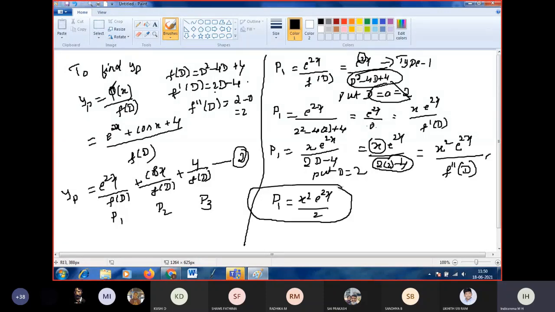Did you clear? Yes, ma'am. Next, can you find P2 and P3 separately? P2, which type? Type 2. P3: 4 can be written as 4 into e to the power 0x. Which type is it? Type 1. Can you find P2 and P3 by yourself?